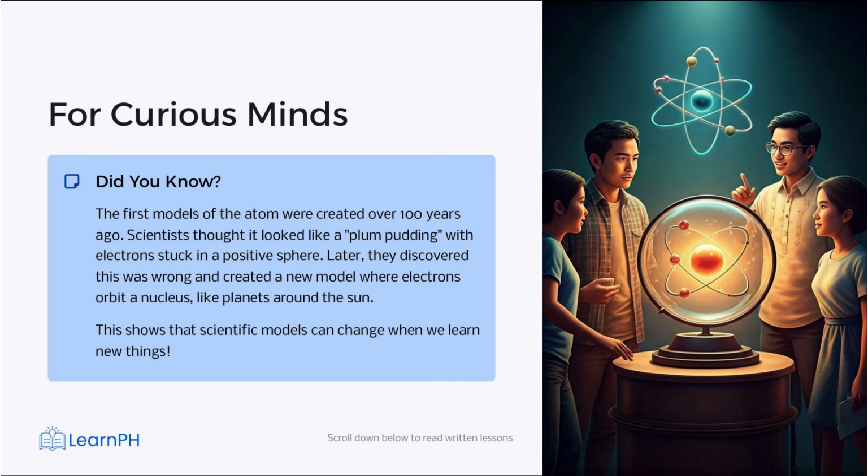The first atomic models, over a century old, depicted atoms as plum pudding, with electrons in a positive sphere. This was later revised to electrons orbiting a nucleus, akin to planets around the sun. This evolution highlights how scientific models adapt with new discoveries, enhancing our understanding of the natural world.